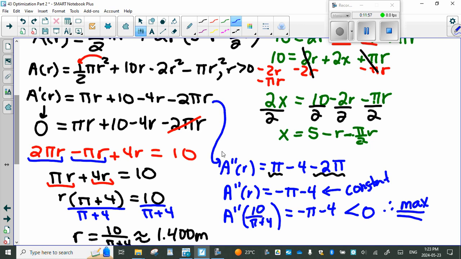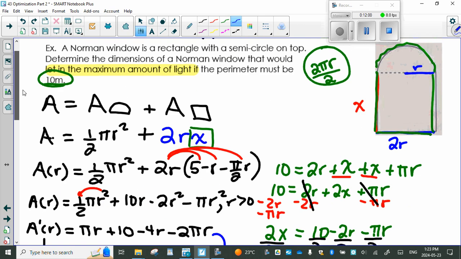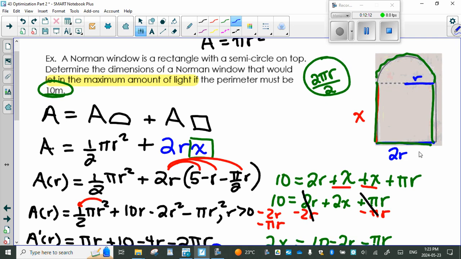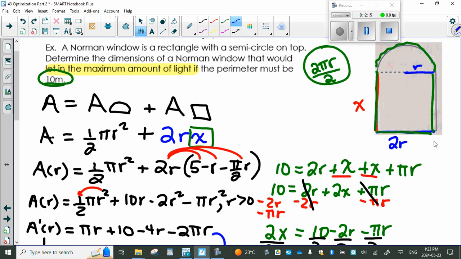And the question wants to know the dimensions of the window. So I guess we'd say if we were giving dimensions for the window, we'd say the radius is 1.4. How are we going to get this x? How are we going to get how long x is?